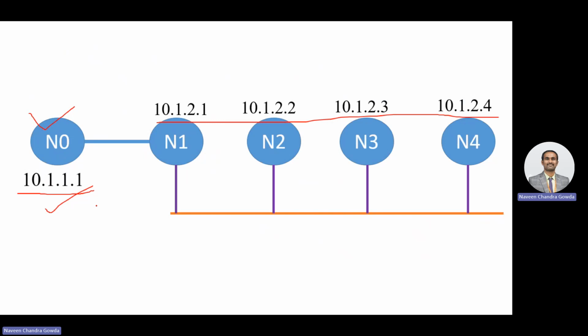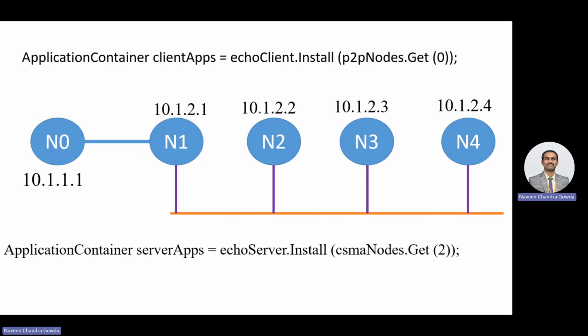Fine. Once the IP addressing is done, among all these nodes, one node I have to consider as a client node and another node as a server. And based on the problem definition of this experiment, you need to apply the UDP protocol. In that connection itself, you can observe here, I'm going to install the client on P2P node 0, whereas the echo server I'll be installing on CSMA node 2.